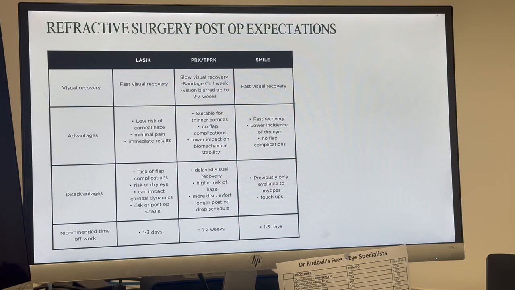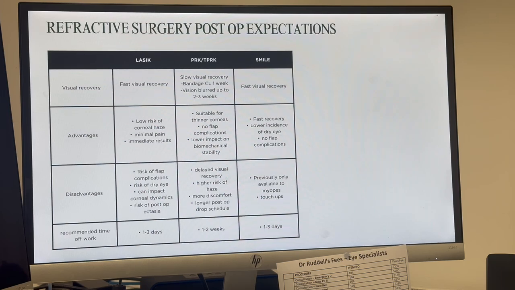So generally, time off work, we're only really recommending 1 to 3 days with LASIK. But in terms of the post-op period, they are told to keep things nice and easy, with clear environments for at least 2 weeks. They'll be on an antibiotic and a steroid drop for about 2 to 3 weeks afterwards.